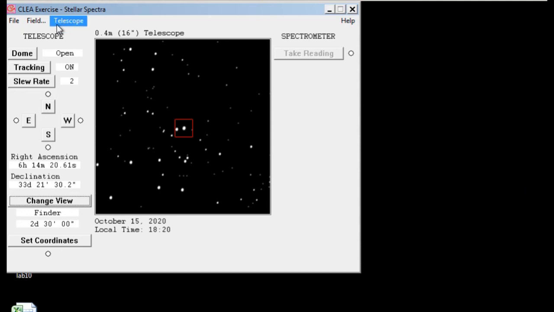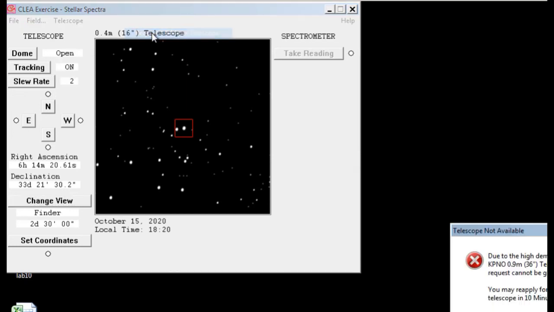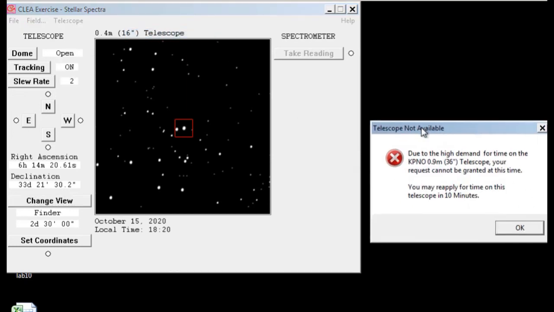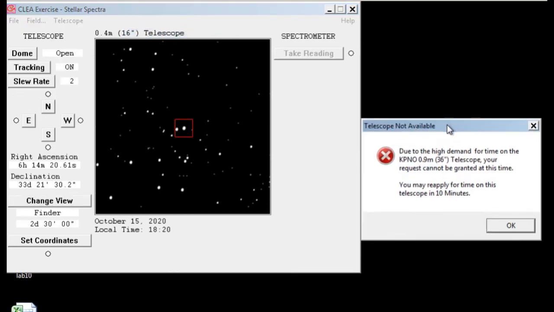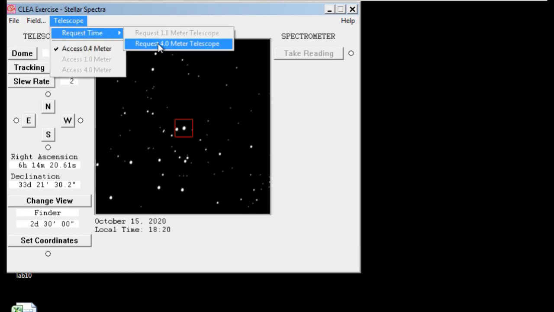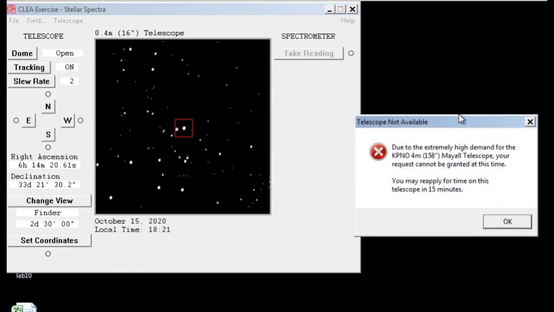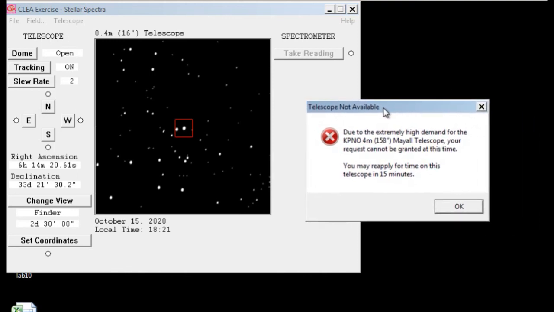We never did get to request time at the big telescope, so maybe if I request some time here, it gives you a pretty snippy message about why you can't. You may reapply in 10 minutes, which is a very weird thing to do. Maybe try on the bigger one, see if that works. Nope. So sometimes this is a bit too realistic.